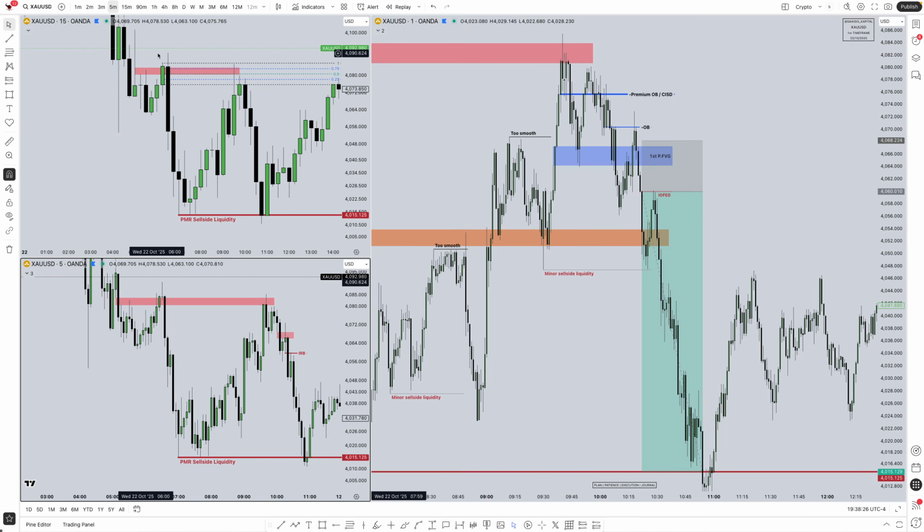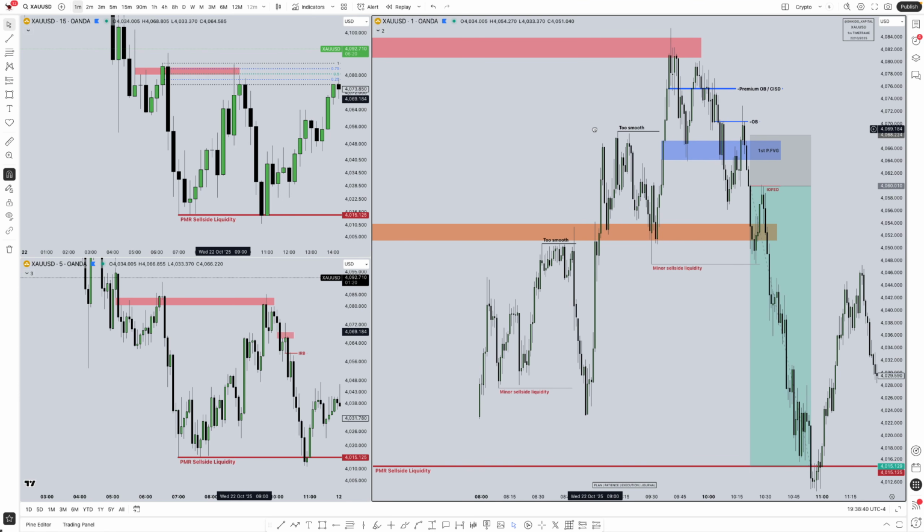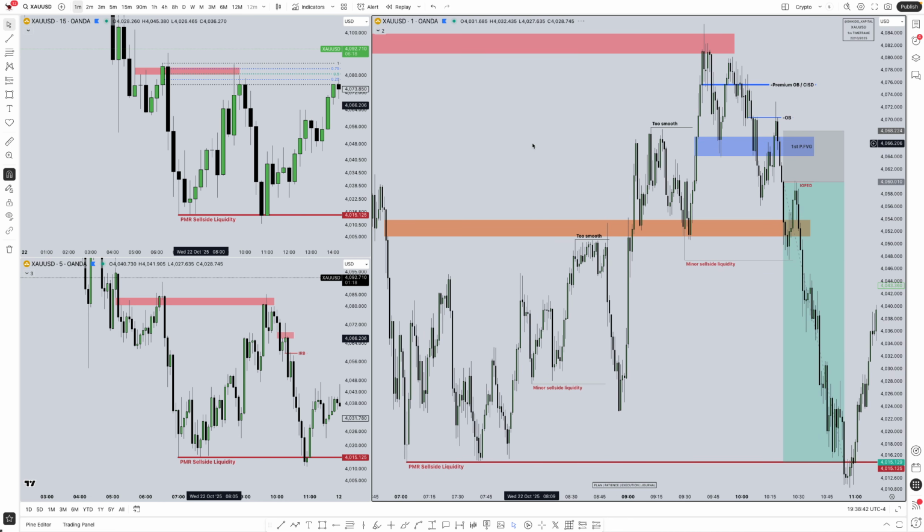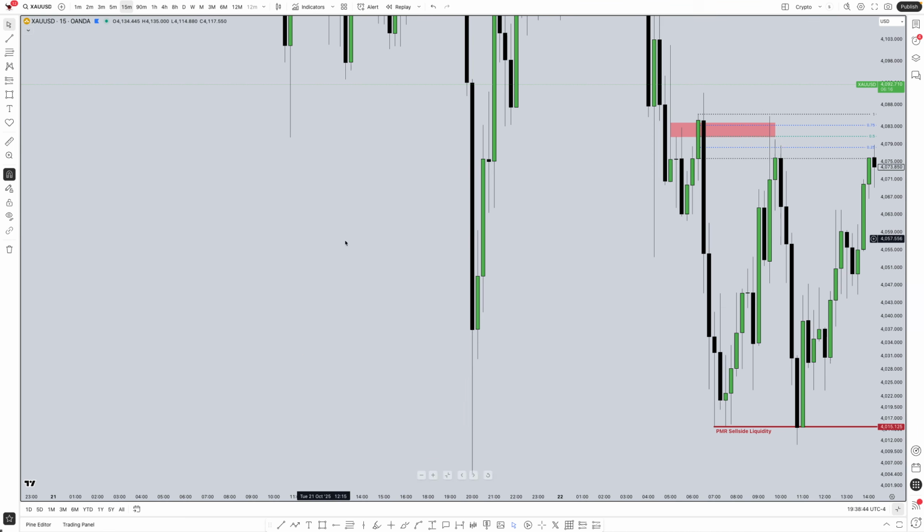My top left is 15 minutes. Gold obviously is the asset that we are looking at, the bottom left is 5 minutes, and on my right here we have the 1-minute chart. So let's zoom in on the 15 minutes.